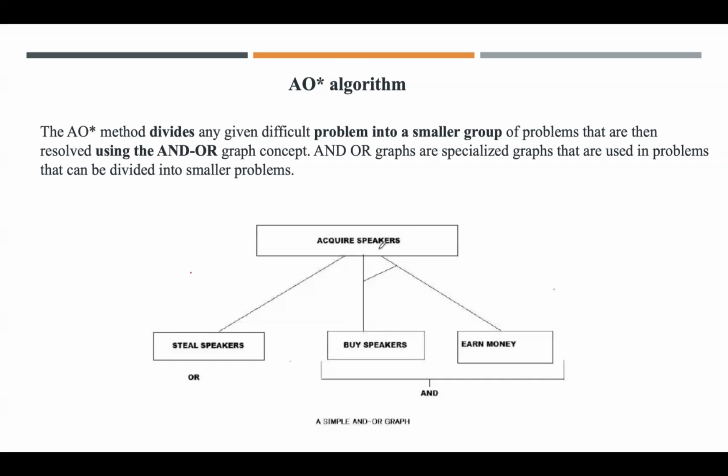So how to achieve this task? One way of acquiring the speakers is to steal the speakers, or the other way of achieving the task is to first earn the money, and with that money you can buy the speakers. So earn money and buy speakers. Here we are using the AND symbol because we are earning the money and then we are buying the speakers with the earned money. So this AND symbol is used to indicate the AND part of the graph.